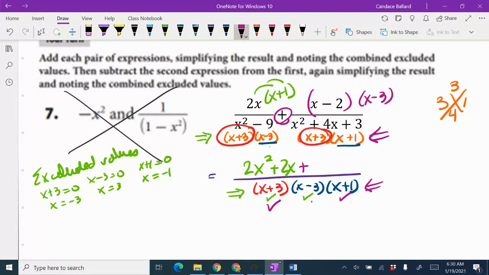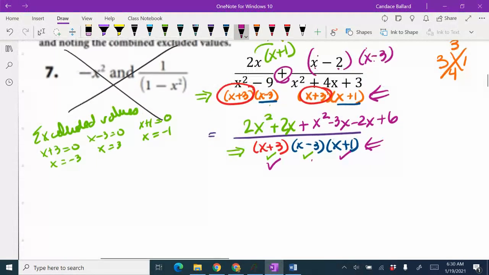I am going to go ahead and FOIL these out. So x times x would be x squared. X times -3 would be -3x. -2 times x would be -2x. And -2 times -3 is +6.